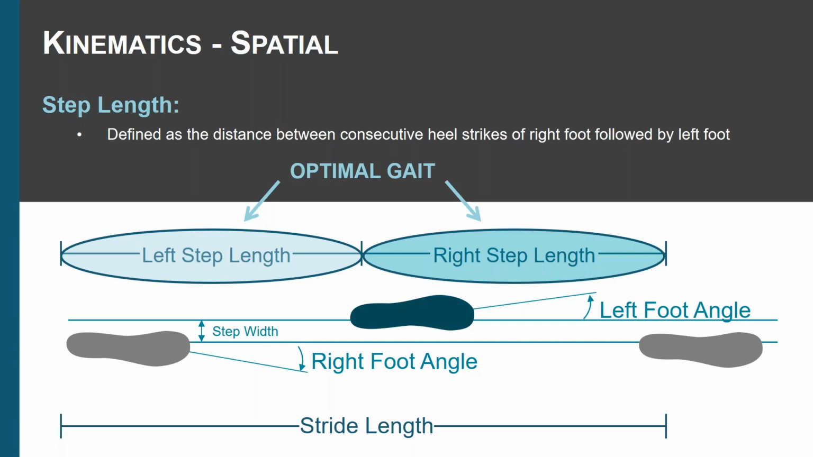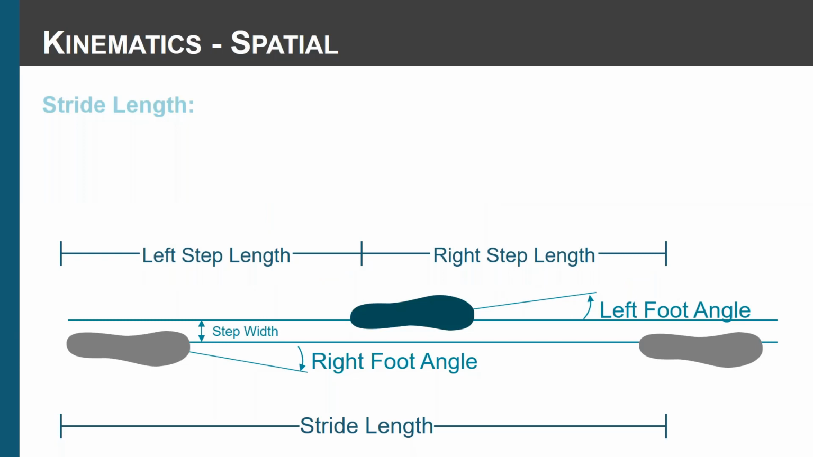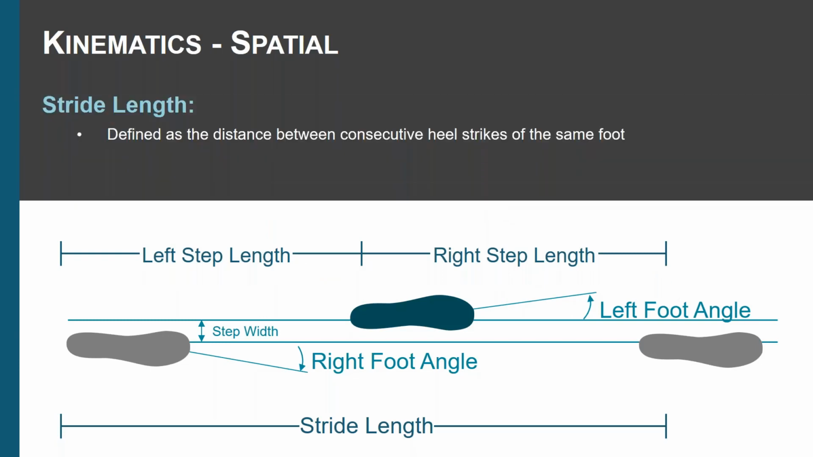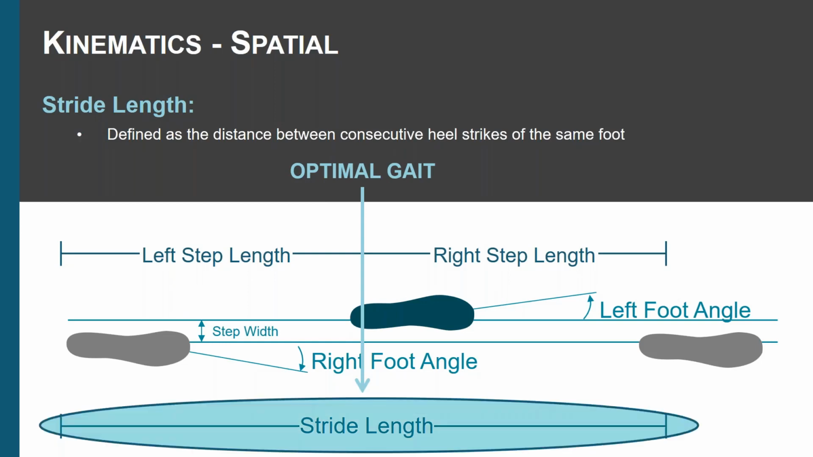If we look at stride length, this is defined as the distance between consecutive heel strikes of the same foot. We look at our graph here. Our stride length is from our right foot heel strike all the way to the next right foot heel strike. And in optimal gait, once again, we're not looking at a specific distance. We're looking at symmetry between the left and the right foot in terms of these stride lengths.